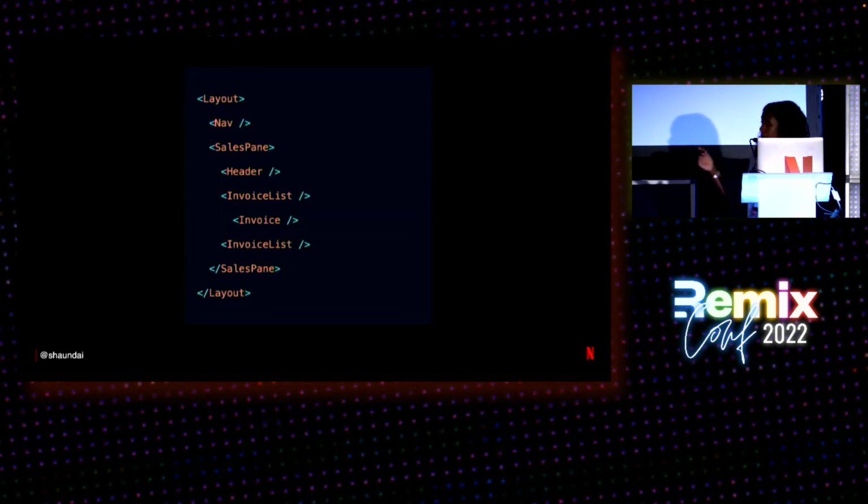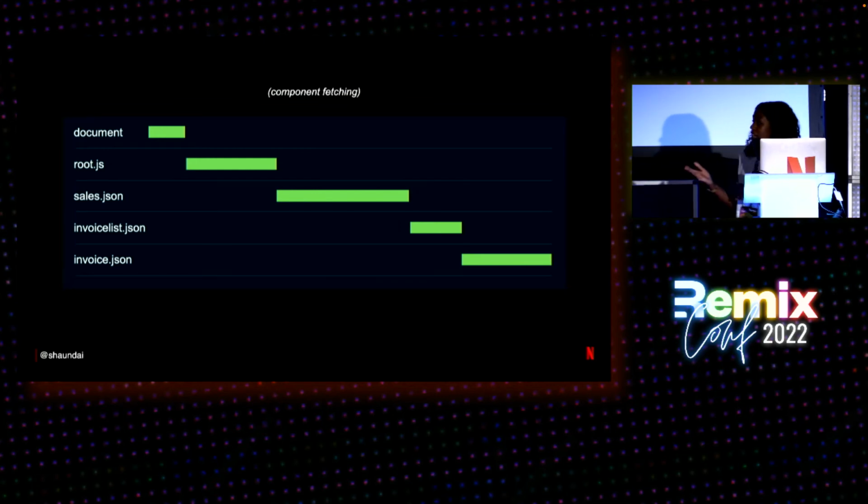And so in our case, we'll have to fetch the data for the layout, then fetch the data for the nav, then fetch the data for the sales pane, all kind of like a relay race where one component is fetching the data and then passing the baton on to the next one. So there's two issues here, and it looks kind of like this.